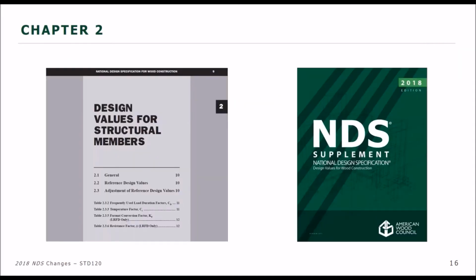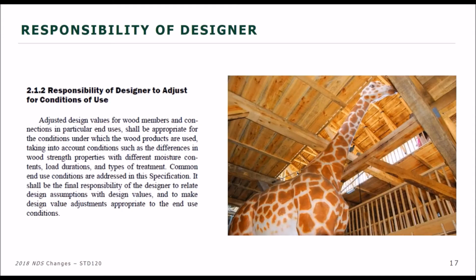So getting into Chapter 2, which is the design values for structural members, we have some minor change or clarification actually, and this is just with any product that we use related to designing the structure, is that the engineer or the designer needs to know what the end use of that structure is and needs to make account for this in our design.